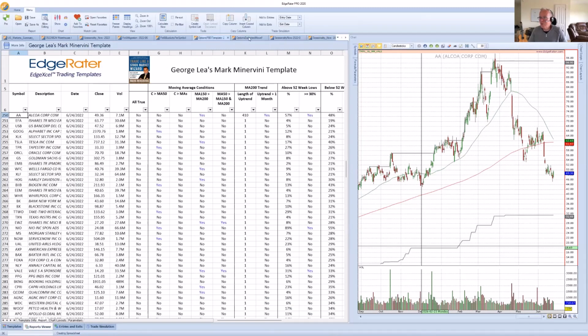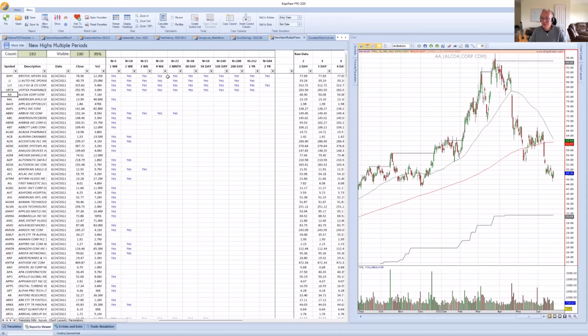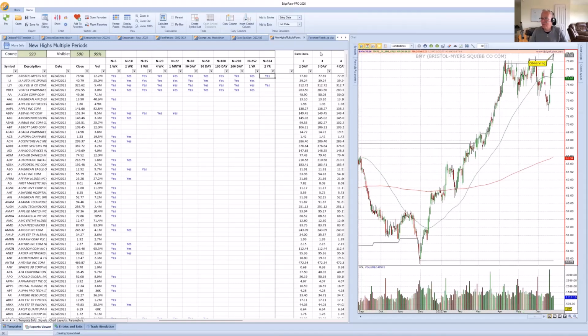So the report then, let's just find where that came. New highs, multiple periods. Okay. So this is a report that has various columns indicating the various periods. So you've got a 5-day, 10-day, 15-day, 20-day, etc. 252 days, that's trading days, and 252 trading days is a year, thereabouts. And then there's the 504, which is 2 years. So if there's a yes in all of these columns, then it's making new 2-year highs. So BMY is making new 2-year highs right now.